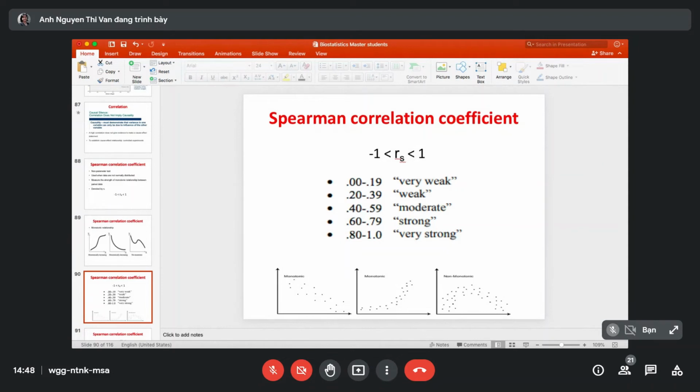The nearer the coefficient value to -1 or 1, we can say that it has a very strong correlation.